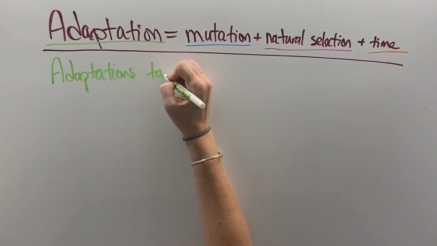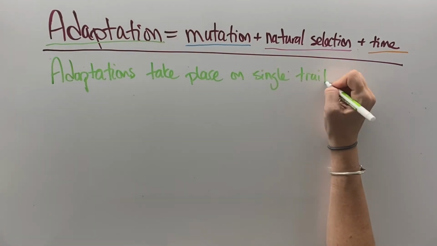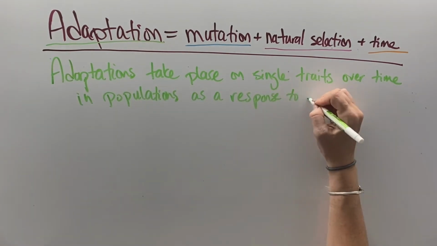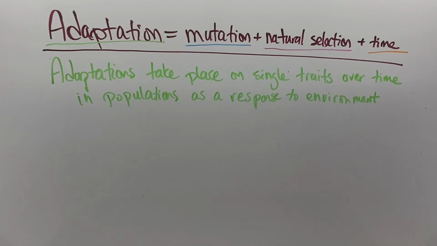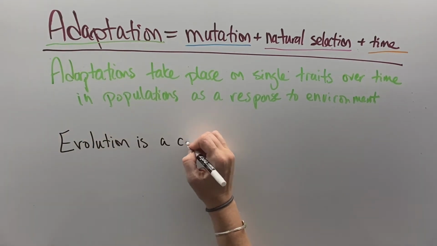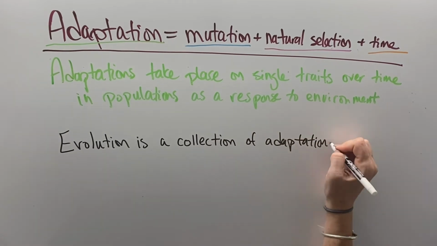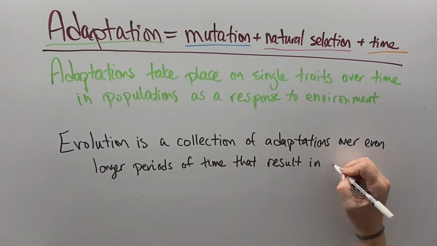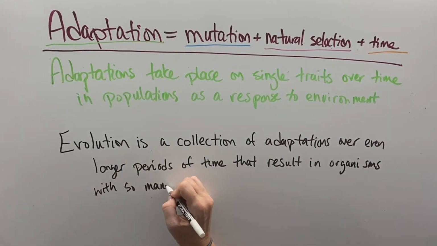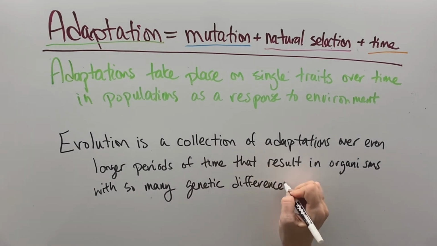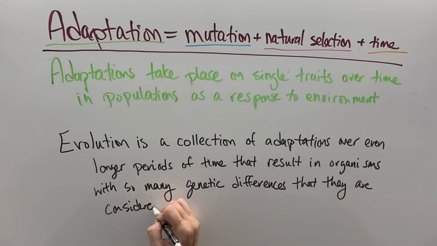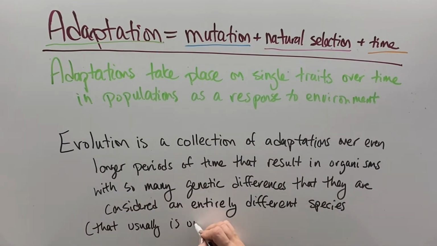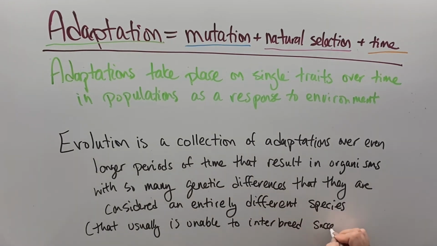So picking apart a couple of definitions, adaptations take place in a single trait based on a mutation of DNA that makes for either a more favorable or a less favorable trait for a specific environmental condition. And then over time, that becomes the favored trait. Evolution then is a collection of adaptations over an even longer period of time where multiple things in an organism start to adapt to an environment, resulting in organisms with so many genetic differences that they're considered entirely different species.